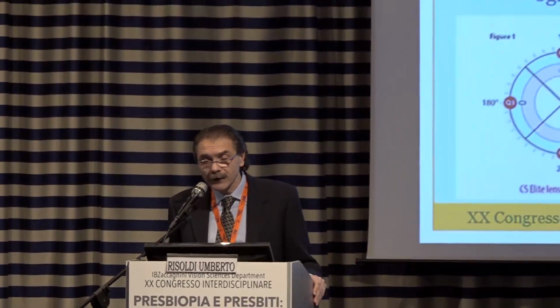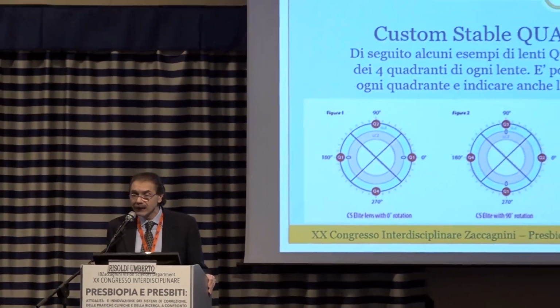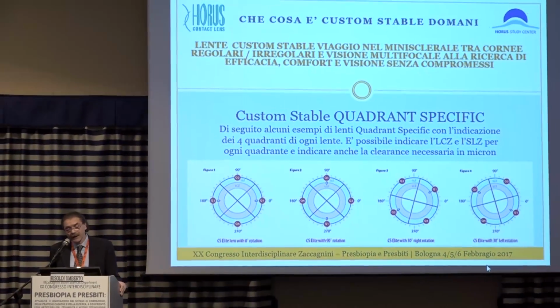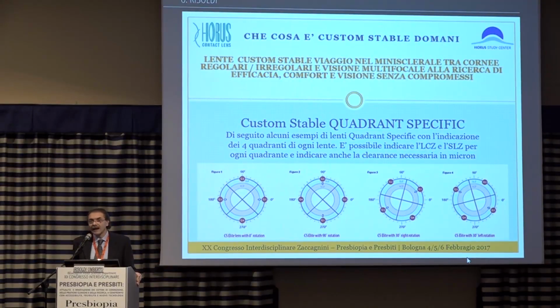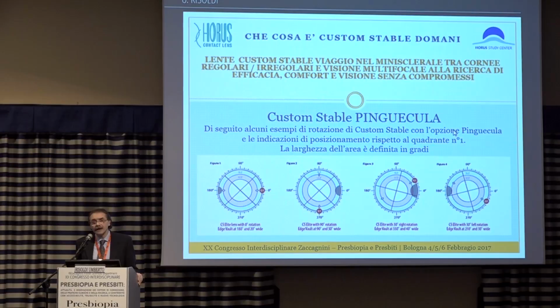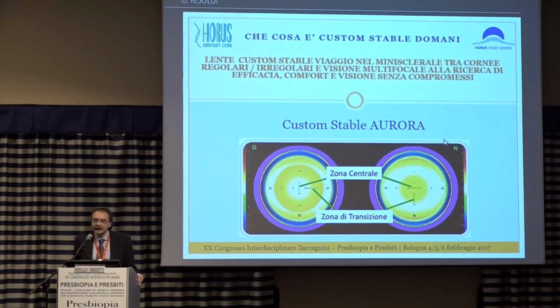What about tomorrow's custom stable lens? It should be available in a few months' time in Italy as well. It's the quadrant-specific custom stable lens with the possibility of working on a quadrant independently of the others, or on 2 independently of the other 2. Not just this, we also have the possibility of taking up some blooming phenomena such as pinguecula.